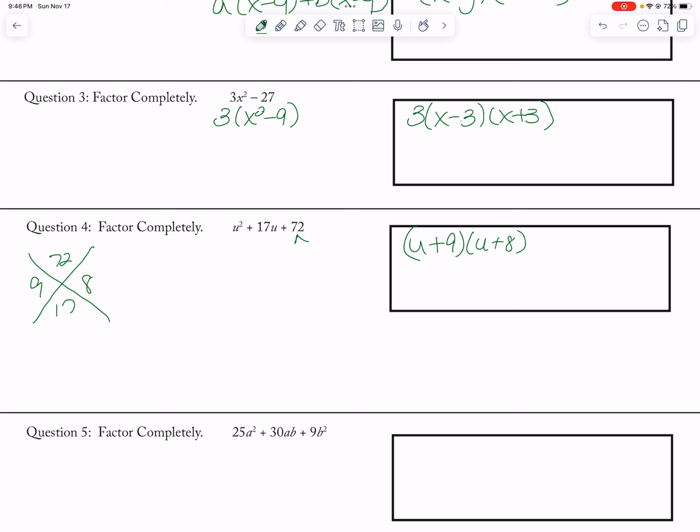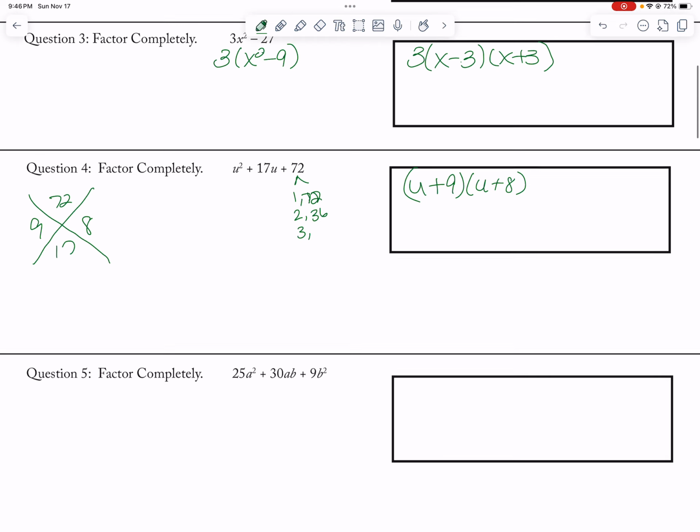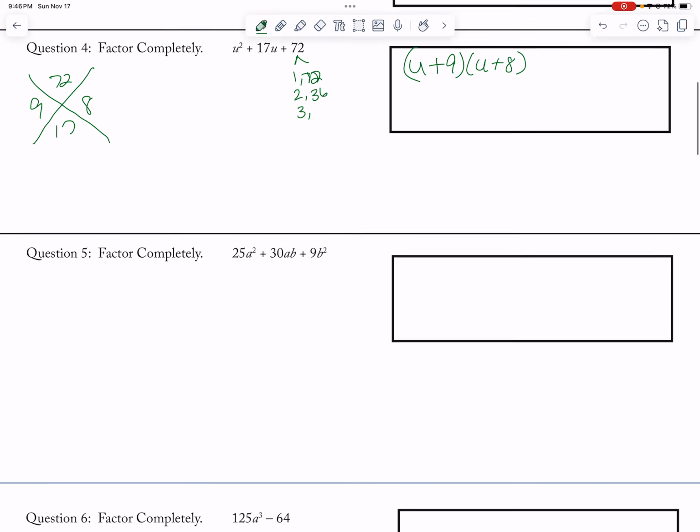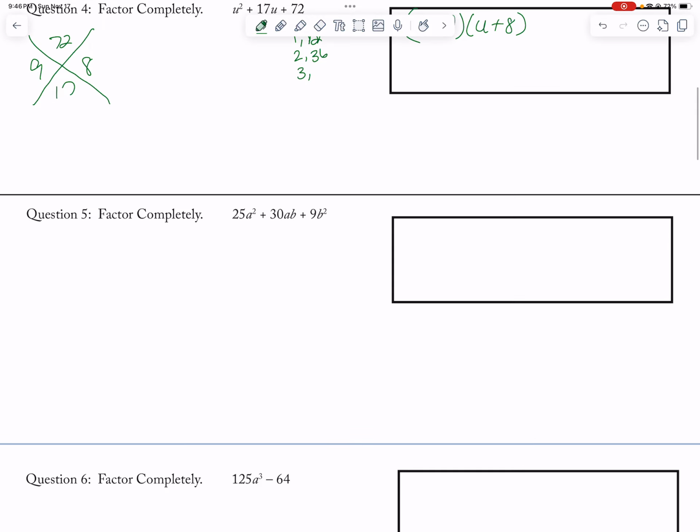And again, you might have had to find your factors. Right, 1 and 72, 2 and 36, 3 and somebody. You might have had to find all the factors to get there, or you might just recognize it off the top of your head. Okay?